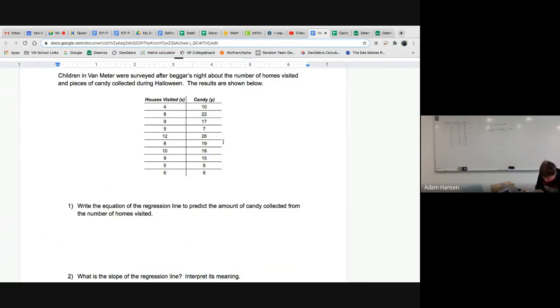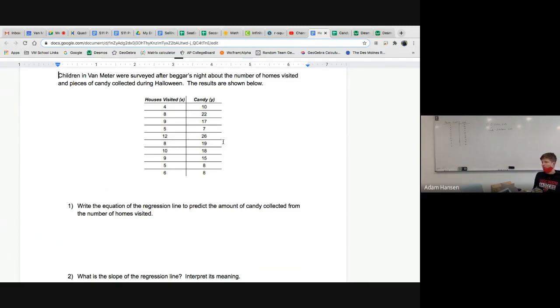If the residual is positive, what would that mean about the amount of candy? It would be more than expected. You did pretty well, right? You got more candy than what you were expected to get. If you got a bunch of candy at a couple homes, you got a bunch. If the residual is positive, it means you got more than you would have thought, because the actual value would have been more than what you were predicted to get.